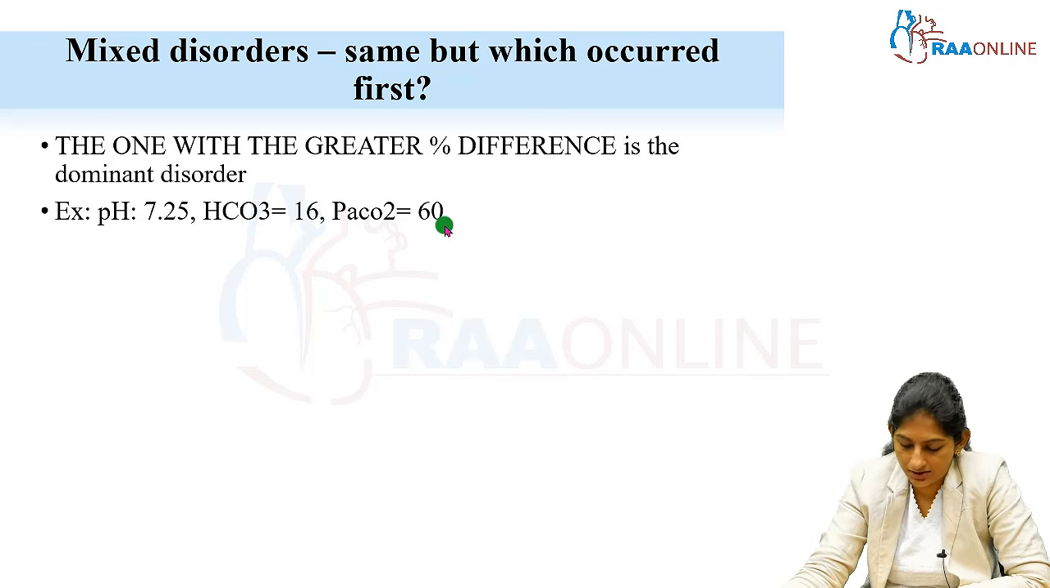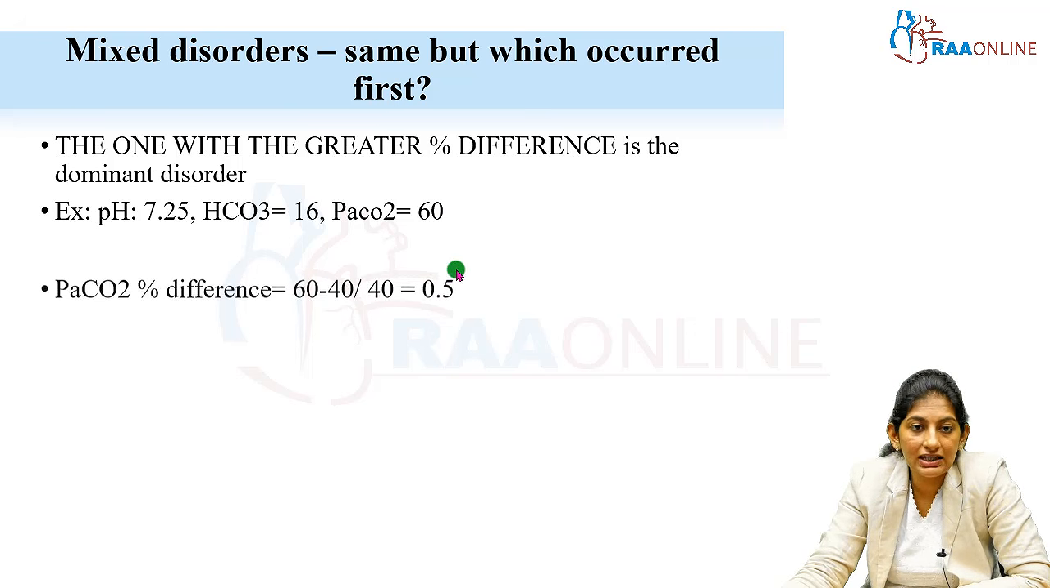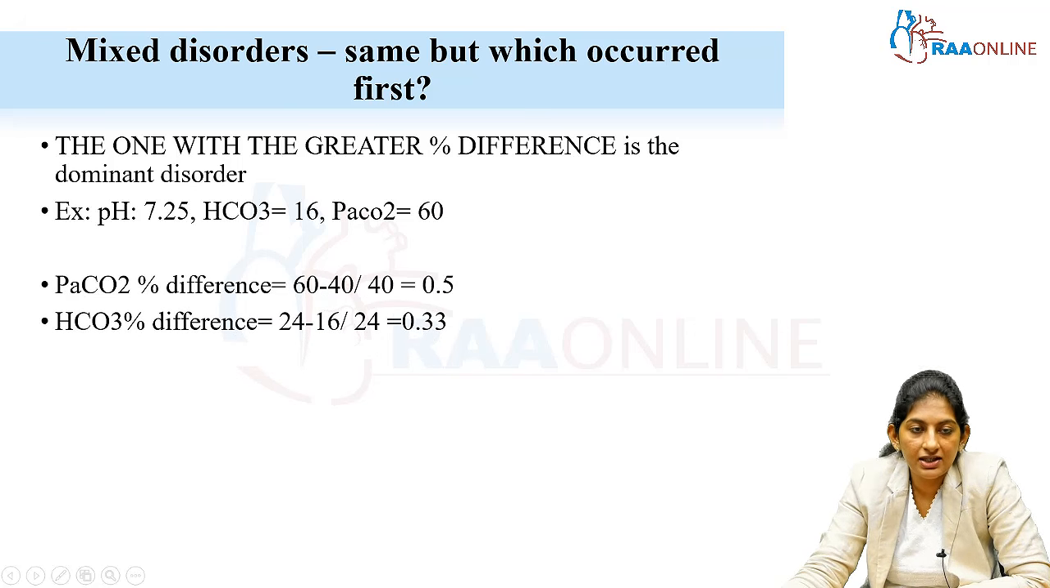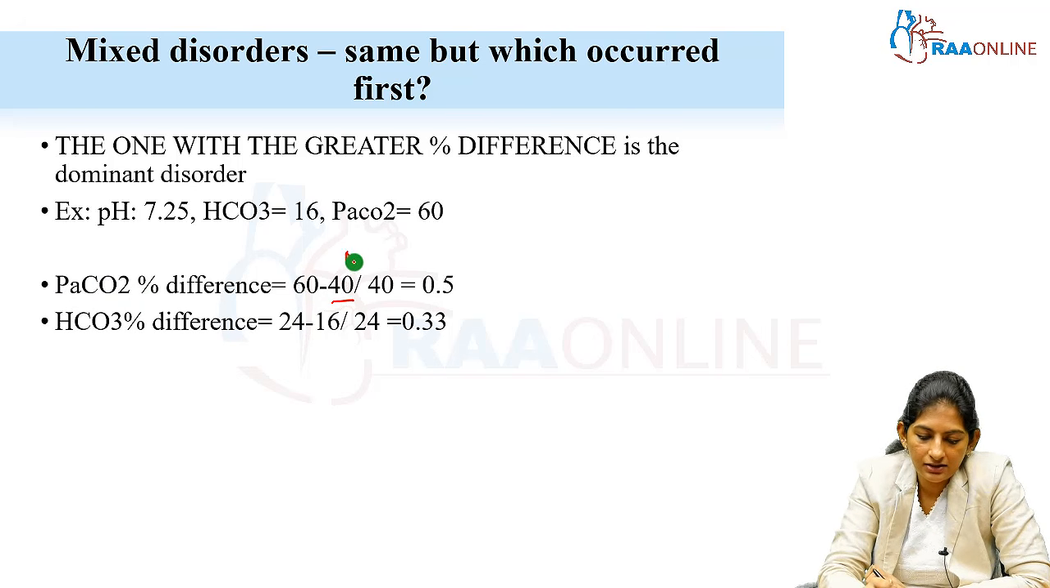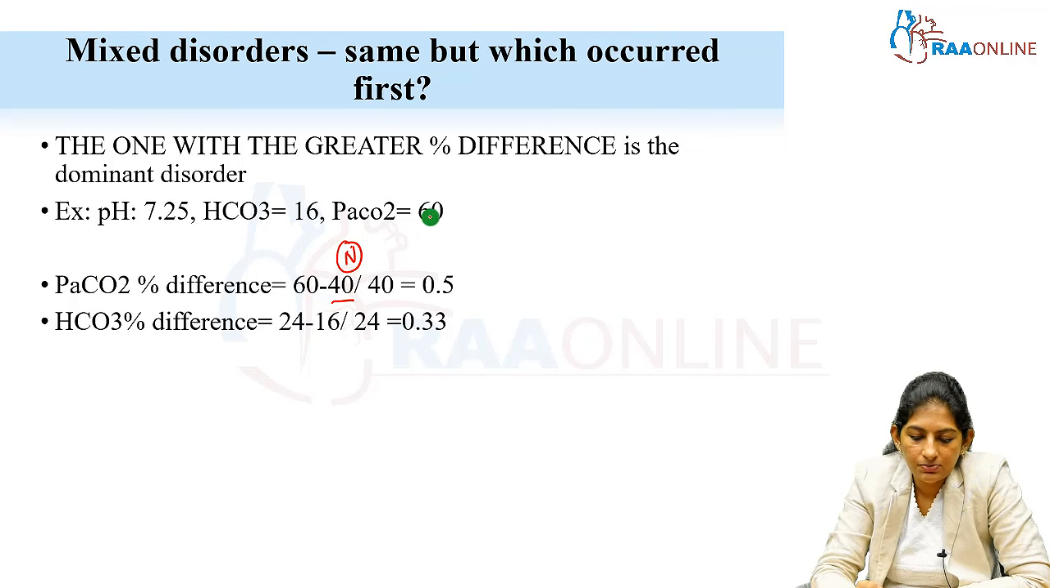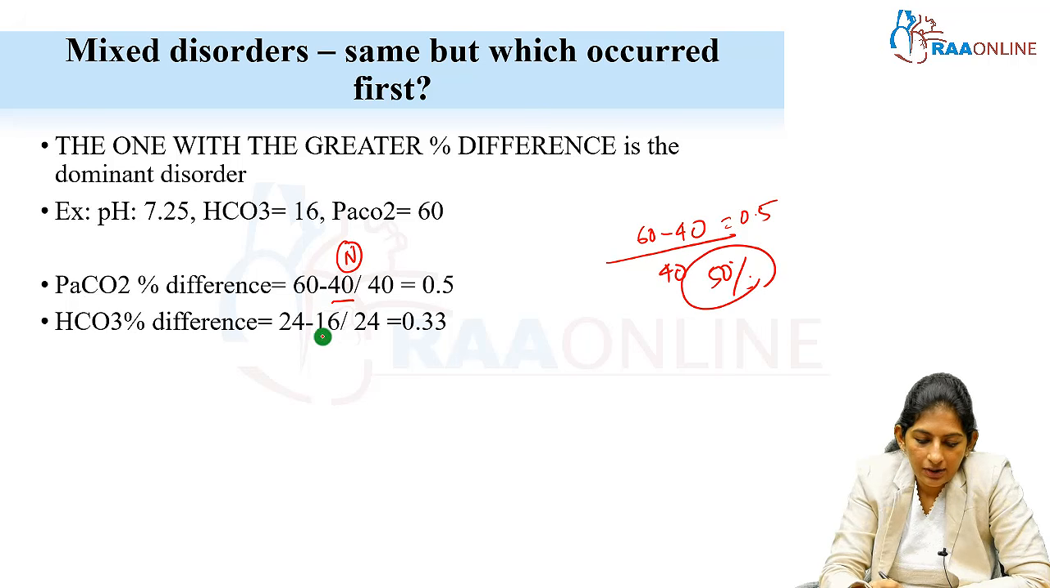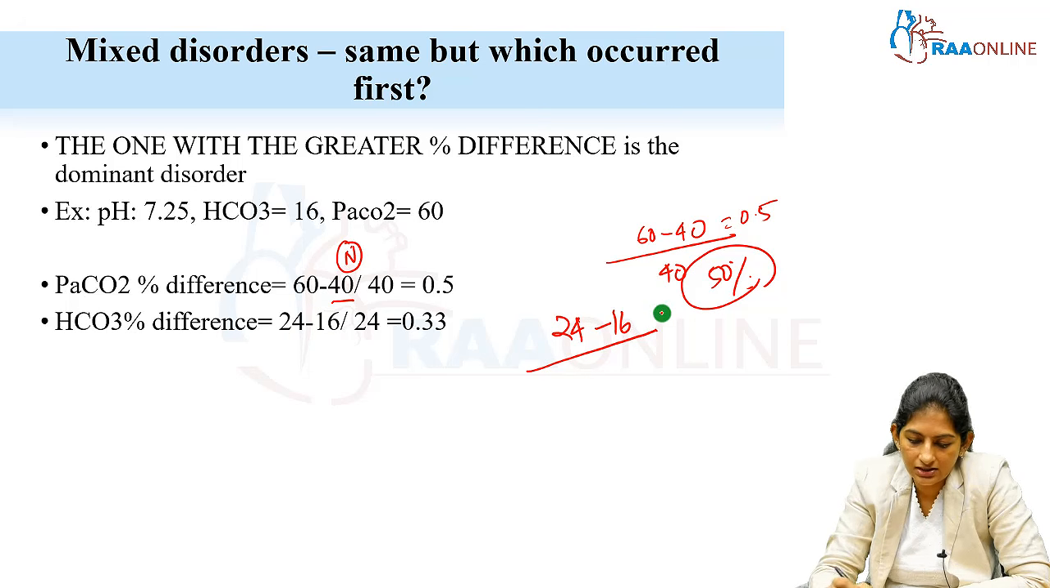So, which came first? For that, we need to see the difference of PaCO2 percentage and bicarbonate difference percentage. PCO2 normally is 40. What is the patient's PCO2? It is 60. So, 60 minus 40 by the normal, by 40. Okay. So, this is 0.5 or 50% difference. Bicarbonate difference: normal bicarbonate is 24, whereas the patient's is only 16, so 24 minus 16 divided by 24. So, this came around 0.33 or 33%.